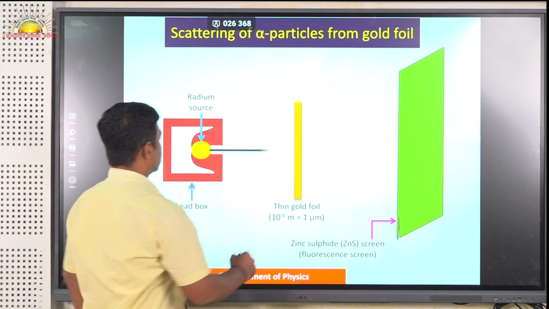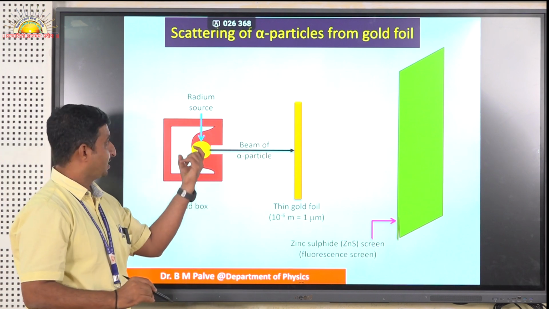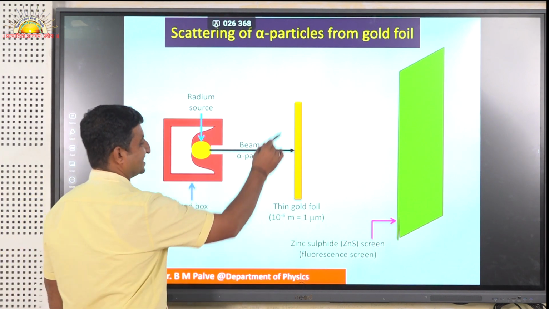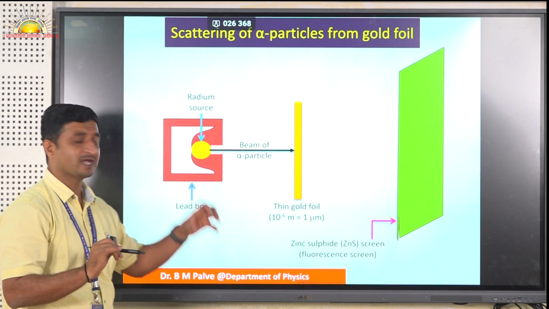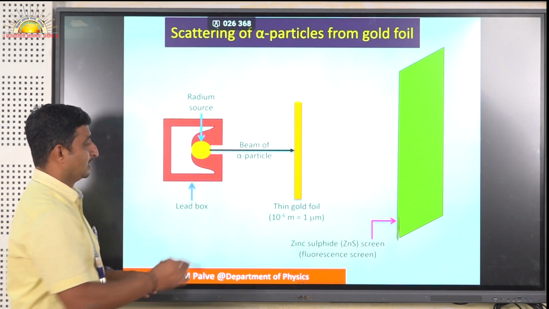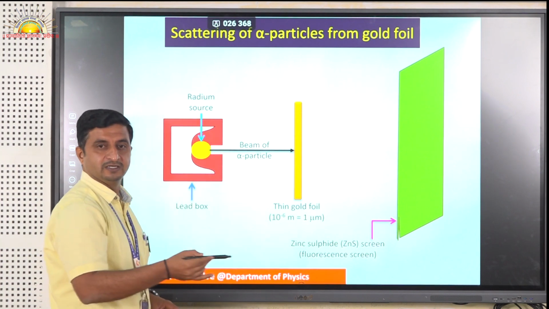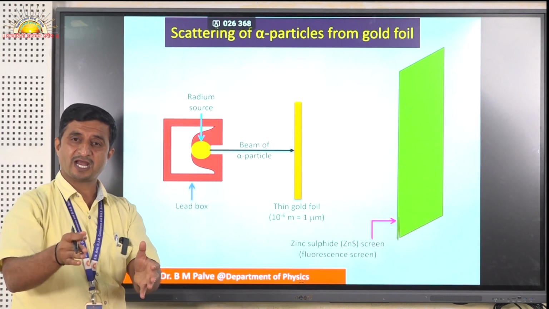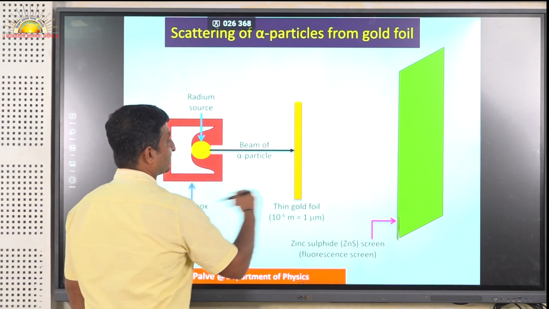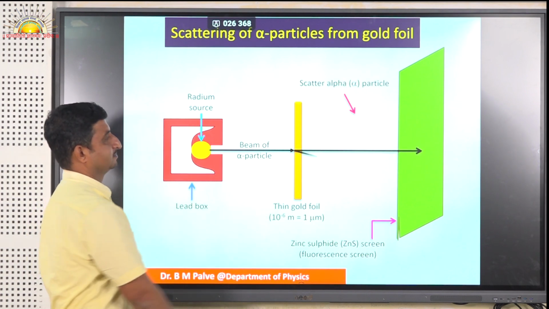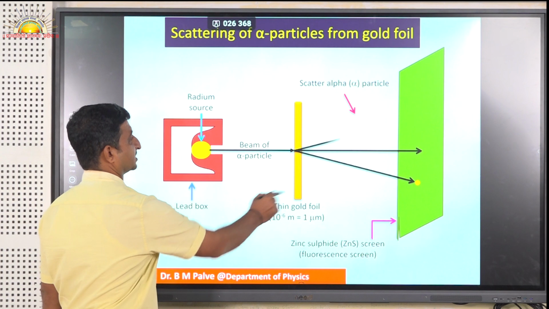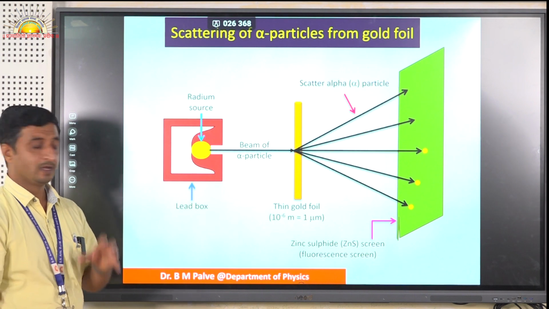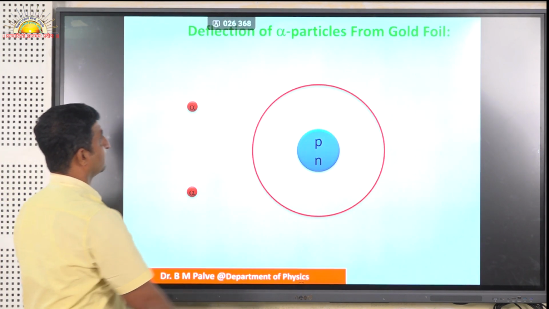So what happens is, from this radium source a beam of alpha particles is emitted, and this beam of alpha particles is incident on the gold foil. Because of the high penetration power of these alpha particles, they interact with various atoms. Alpha particles interact with a number of atoms inside the gold foil. After these interactions, the alpha particles get scattered in various directions. From this experiment, the scientist Rutherford made some observations.